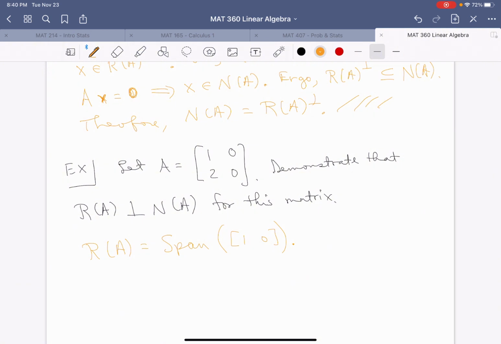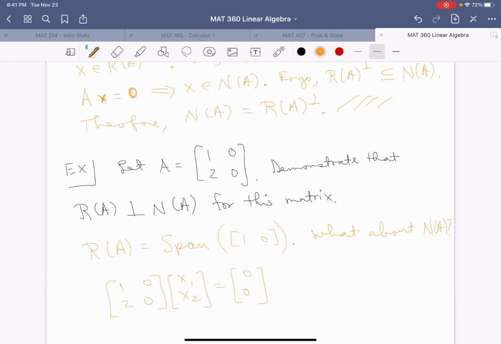So what about the null space of A? We need all vectors little x1, little x2, so all vectors in R2 such that this product, our A times this vector x, is equal to 0.